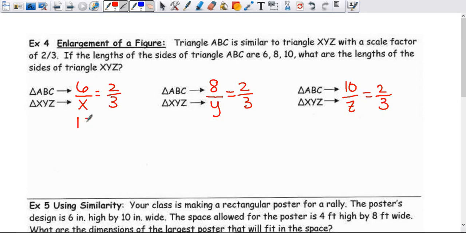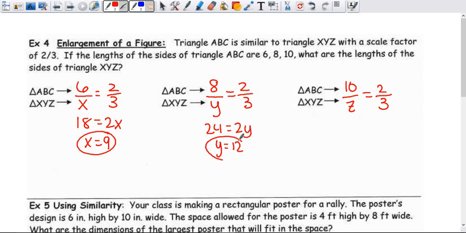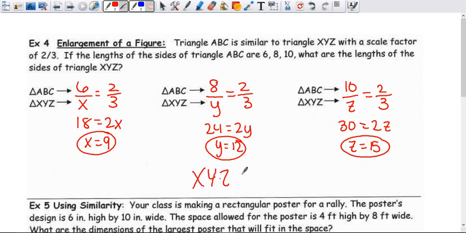So 6 times 3 is 18 equals 2x. So x is 9. We've got 8 times 3 is 24, and we'll have that equal to 2y. So y is 12. And then 3 times 10 is 30 equal to 2z. So z is 15. So the sides of x, y, z would be 9, 12, and 15. Okay, those would be the 3 sides that would be similar to triangle ABC's sides of 6, 8, and 10. So it did get a little bit bigger.